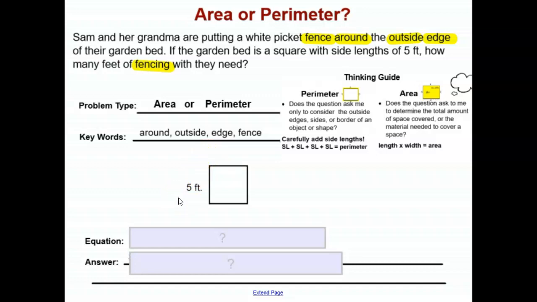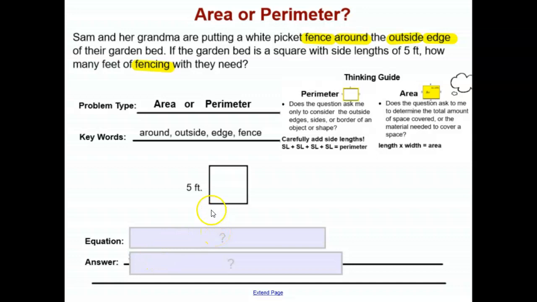Would you please draw this garden bed on your paper and determine the perimeter of this garden bed by carefully adding all of the side lengths of this square? And you guys know by now that if one side is 5 feet, so are the remaining sides. So write and label your equation and write your answer in a complete sentence.